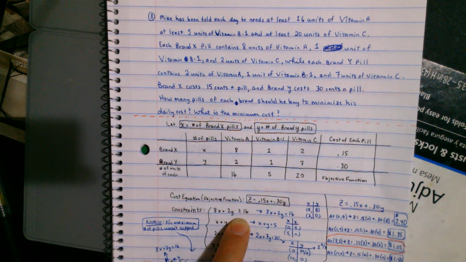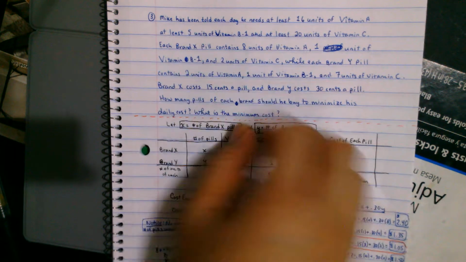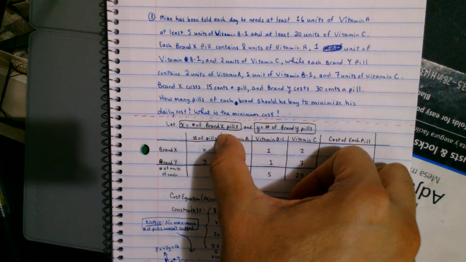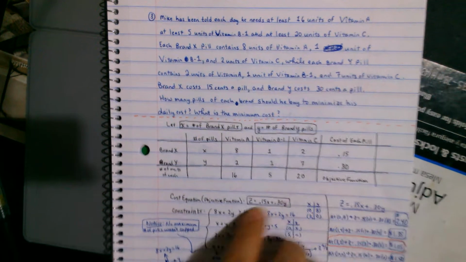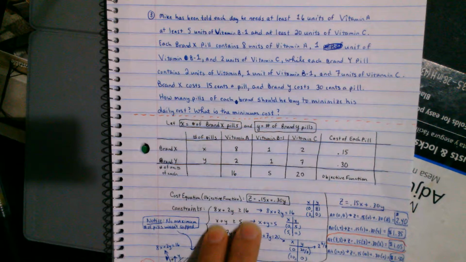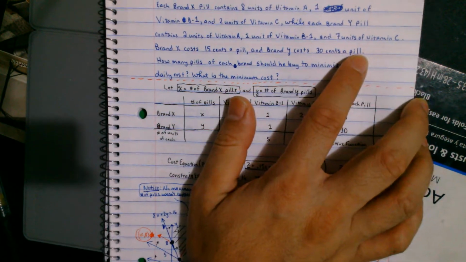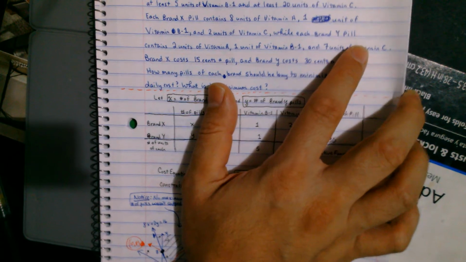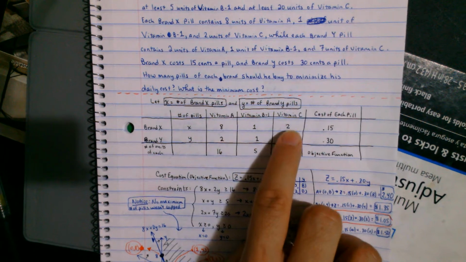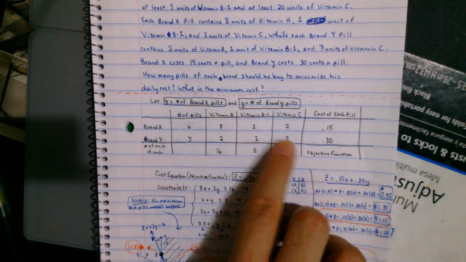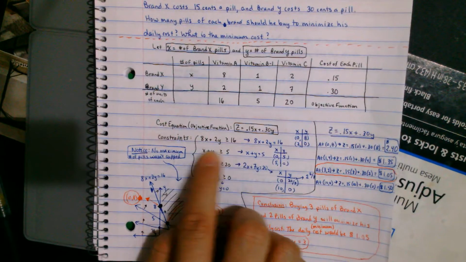That's the vitamin A. Now vitamin B, it says at least 5 units. So 1 unit per pill X, 1 unit per pill Y has to be at least 5 units. So that's where you get your greater than or equal to 5. Then it says at least 20 units of vitamin C. So 2X plus 7Y has to be at least 20. And so that's where these 3 constraints are coming from.